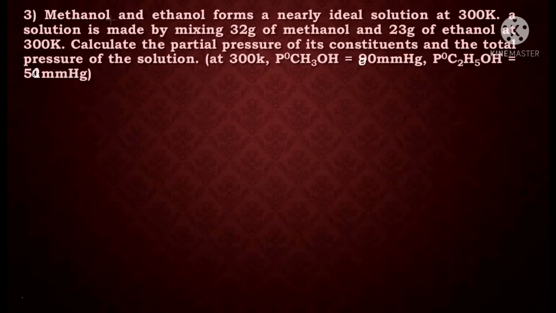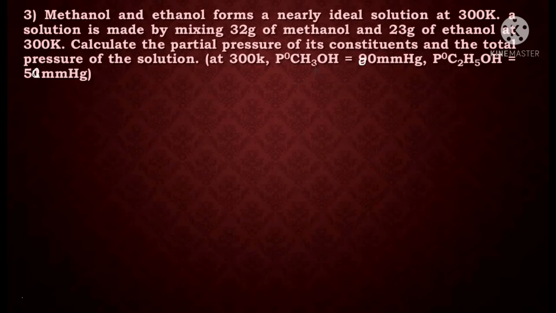Read the problem, students. Methanol and ethanol form a nearly ideal solution at 300 Kelvin. A solution is made by mixing 32 grams of methanol and 23 grams of ethanol at 300 Kelvin. Calculate the partial pressure of its constituents and the total pressure of the solution. At 300 Kelvin, the pressure of methanol is 80 mmHg and pressure of pure ethanol is 50 mmHg. See here, they are asking you to calculate the partial pressures of the constituents.